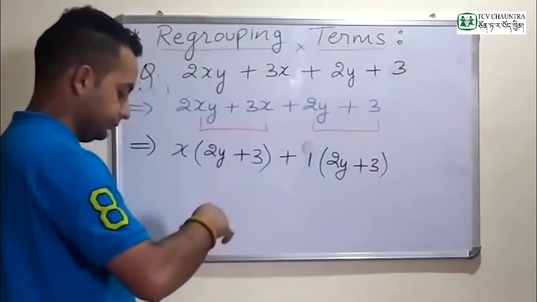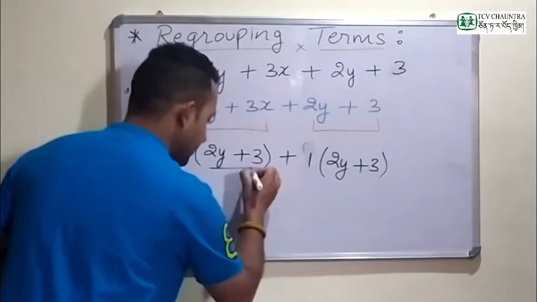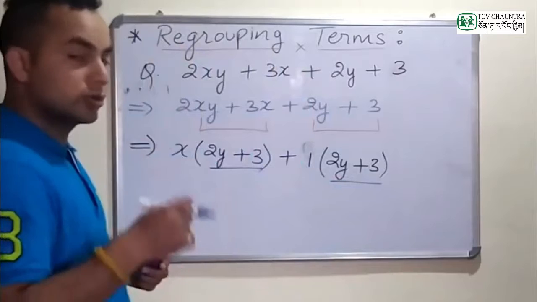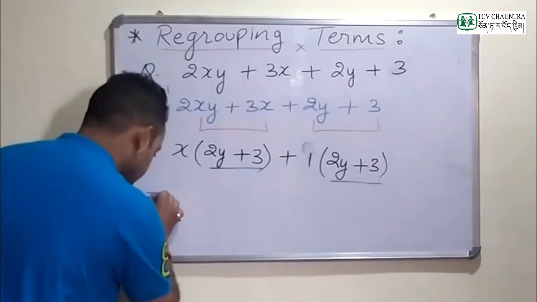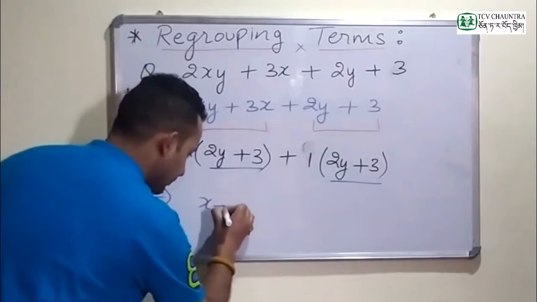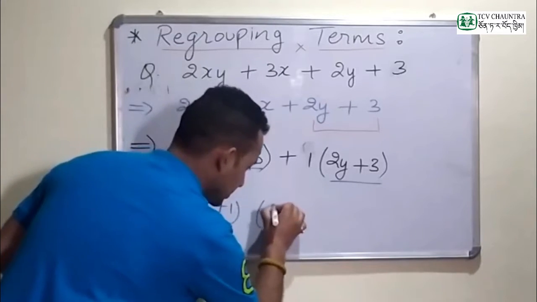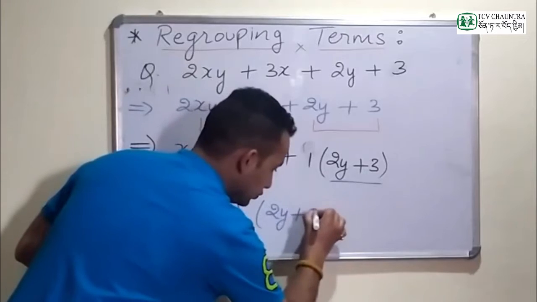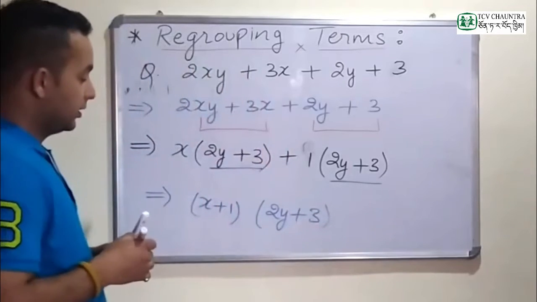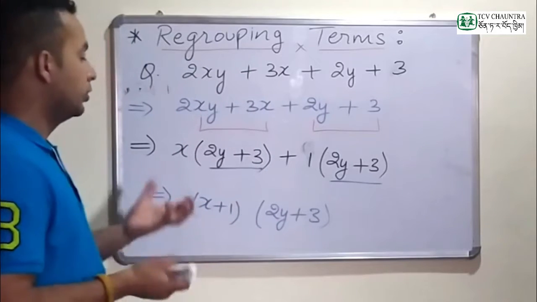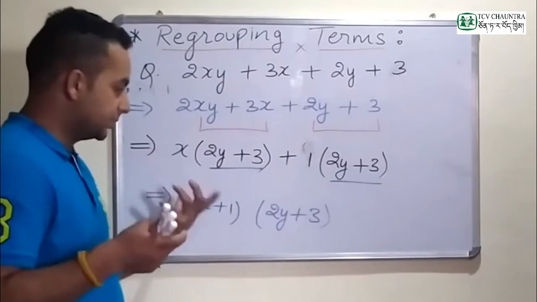Okay. So 2y plus 3, 2y plus 3. These two are common. So you can write it only once. So x plus 1 and 2y plus 3 is 2 times, so you can write it only once. So this is your answer, and this is how you are going to regroup the terms.